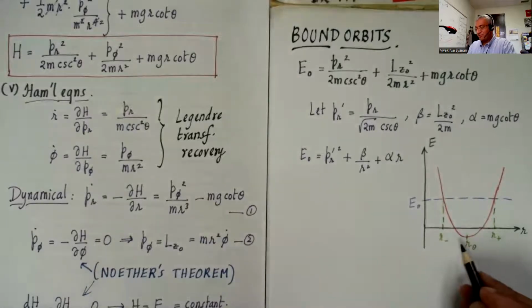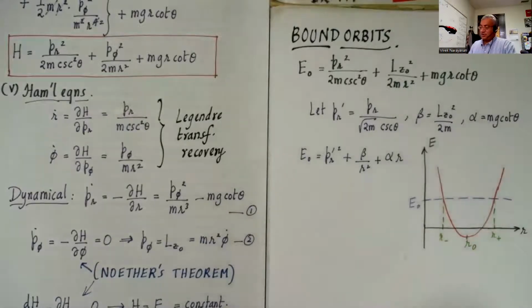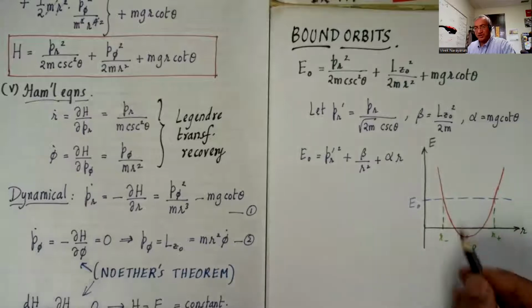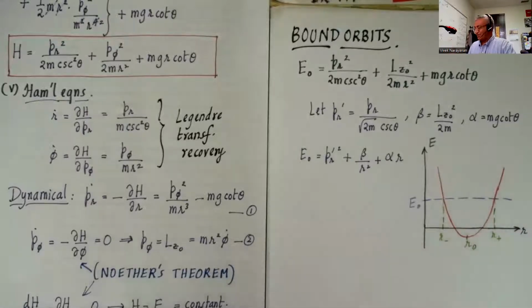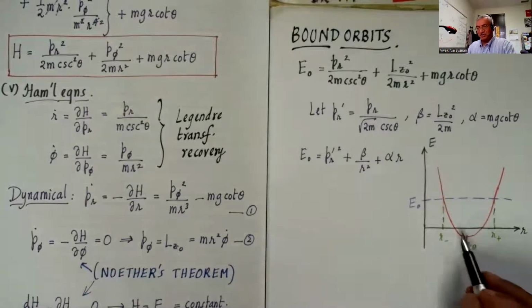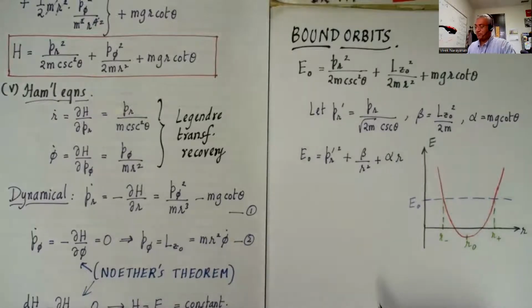So I should have drawn the whole graph above the r-axis. There's no intersection here. I was thinking of real life in atomic physics and things like that. You do have negative energy for stable orbits. But in this artificial problem, the energy is always positive. So just keep that in mind.